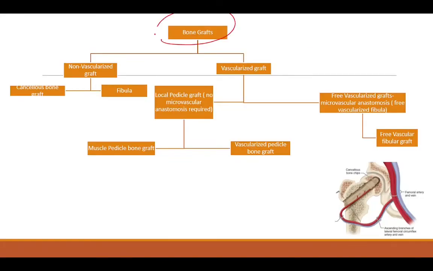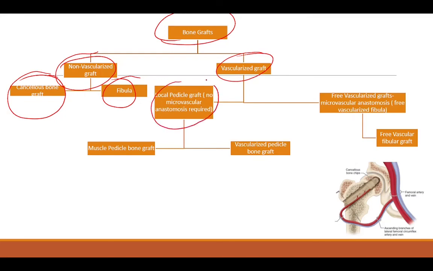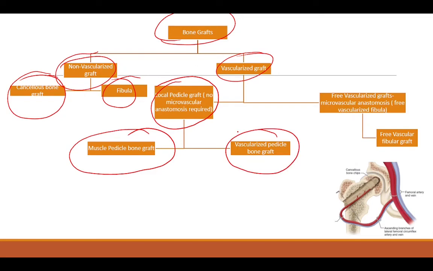So, bone grafts can be non-vascularized or vascularized grafts. A non-vascularized graft can be either a cancellous bone graft from the iliac crest or a fibula. Vascularized bone grafts can be either a local pedicle graft, in which no microvascular anastomosis is required, which includes the muscle pedicle bone graft, or it can be a vascularized pedicle bone graft. Free vascularized grafts require microvascular anastomosis, for example, a free fibular graft.